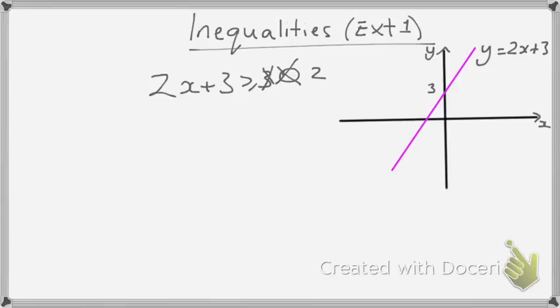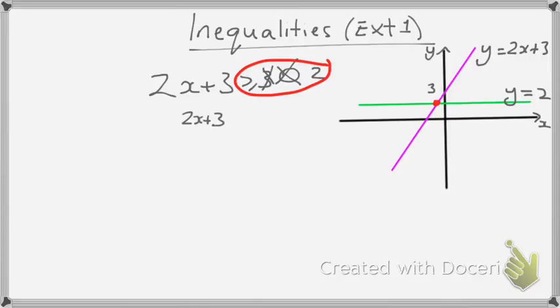And I want to know where it is greater than or equal to 2. So that probably means that I should draw a line at 2, right? So here's a line at 2. That is the line y equals 2. Now this point here is where 2x plus 3 equals 2, right? And if you remember talking about simultaneous equations, that's how we're thinking about simultaneous equations.